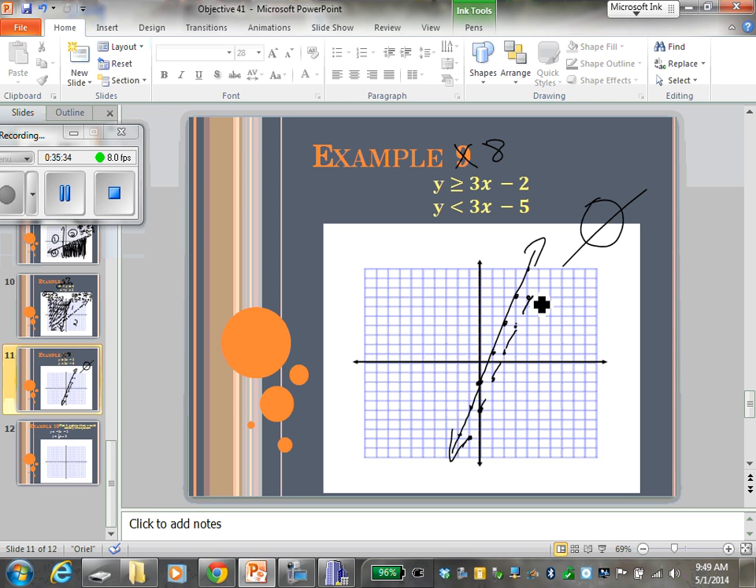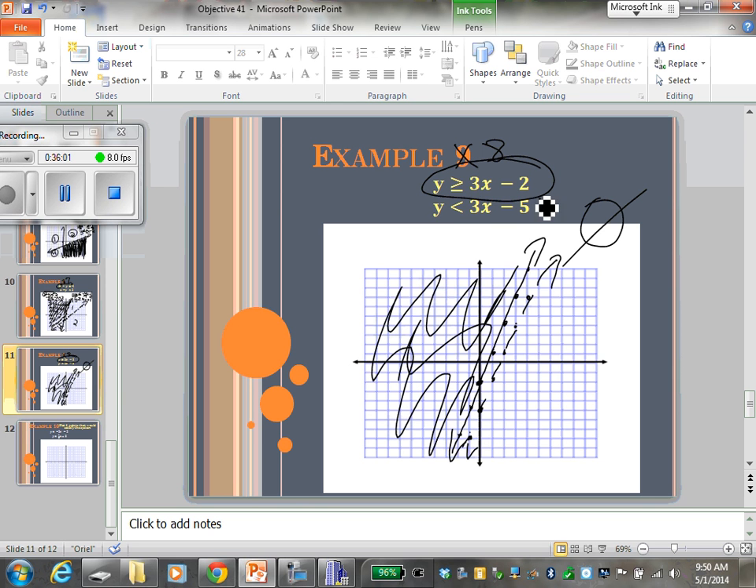Now, what if I said greater than this one, less than that one? You would want where? In between them. So it's not always, if they're parallel, going to be no solution. If I said greater than this, less than that, it would be all these points in between. But this one says we want all of these points, and this one says we want all of these points.